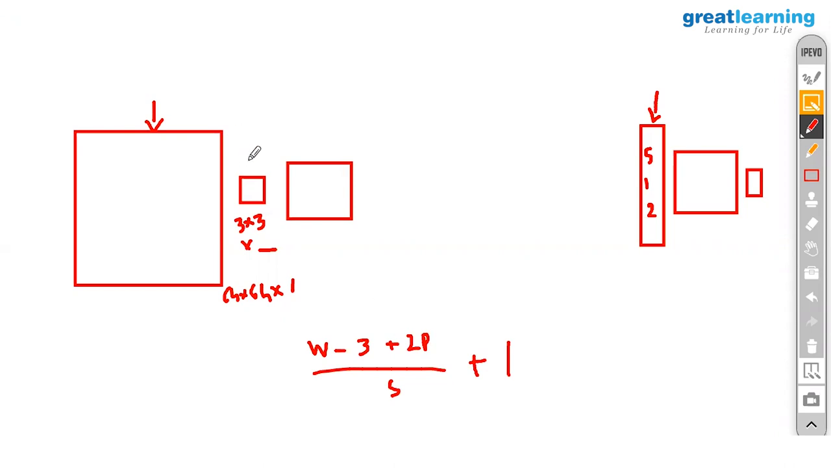First of all, I will say stride is 1 only. I'm not changing my stride, and padding I have not done, so zero padding. What will be the size here? 64 minus 3 plus 1. 64 minus 3 is 61, divided by 1, plus 1, so 62. So the output that I'm going to get will be 62 cross 62.